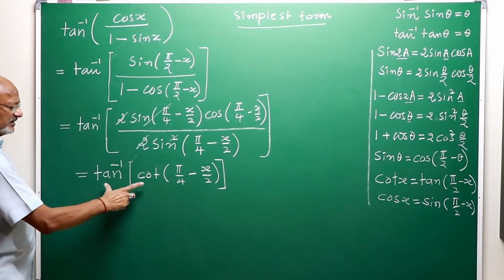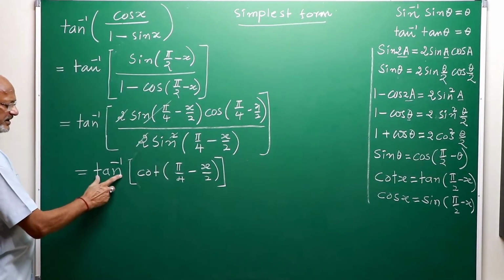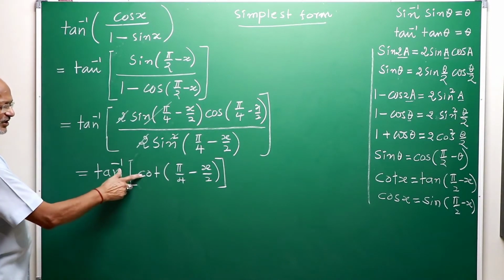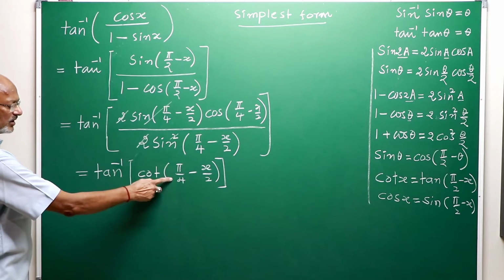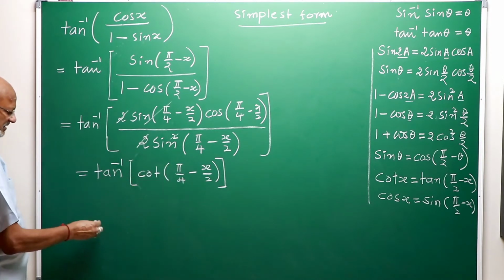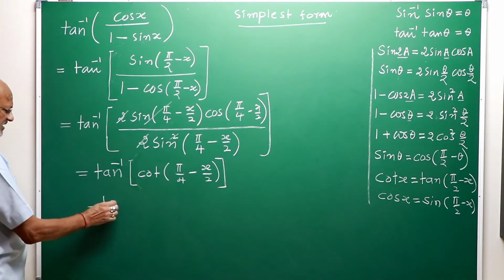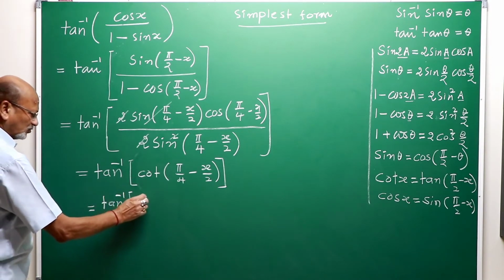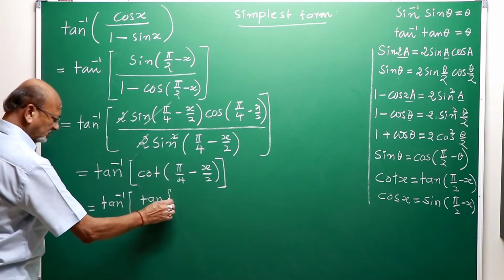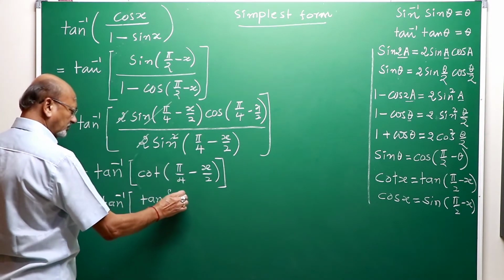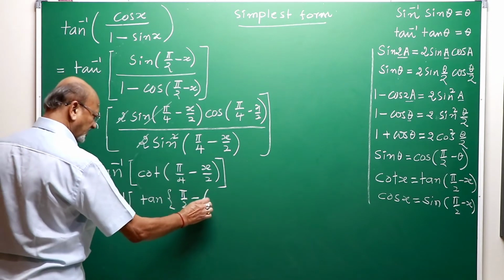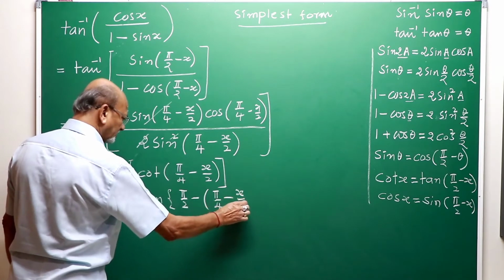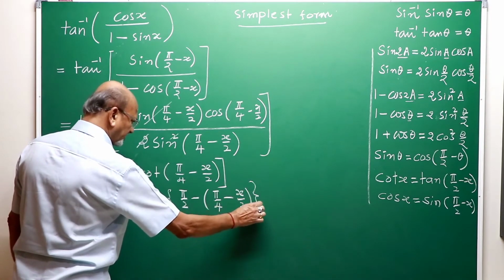Tell once again, is it a pair? No. Here it is tan, here it is cot. Once again you have to change cot to tan. Change means replace your angle by what? Pi by 2 minus this angle. Right, my friends. It is tan inverse. Tan, cot to tan, yes. Pi by 2 minus this angle. What is this? It is pi by 4 minus x by 2.